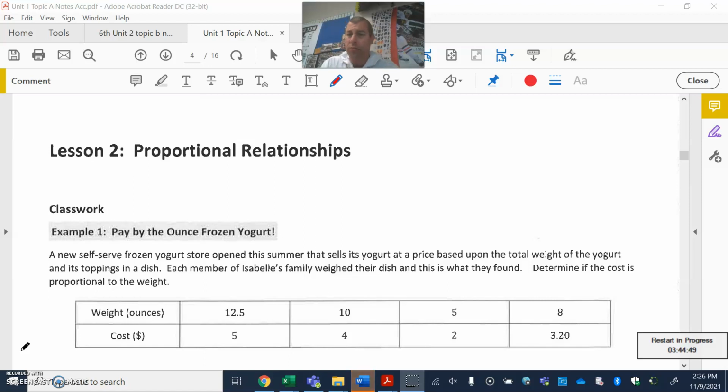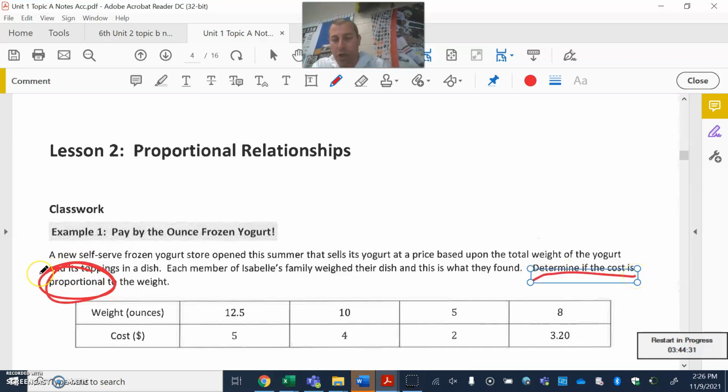Day one or lesson number two, more than likely, it might seem a little off, but we see it repeated throughout this particular unit. So here we go, people. What we are after here is a word that's down here at the bottom of the question. Determine if the cost is proportional.